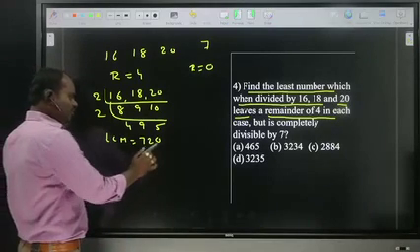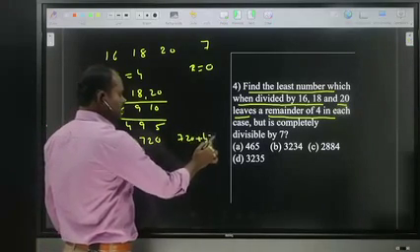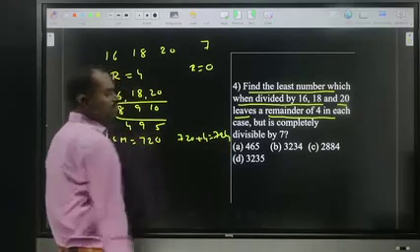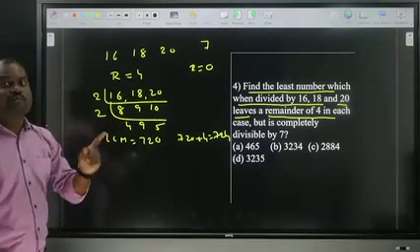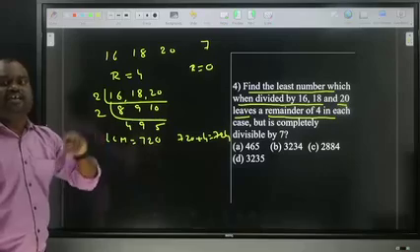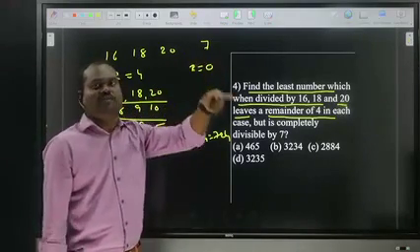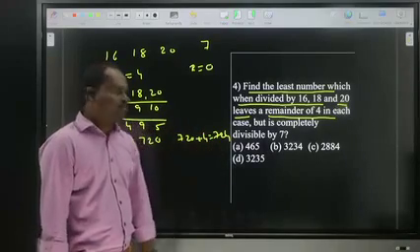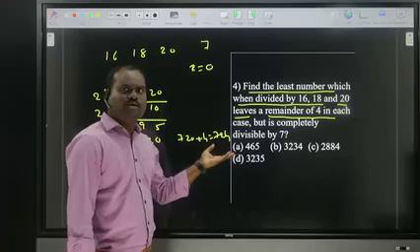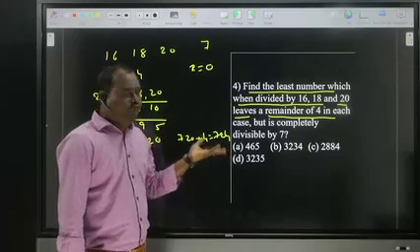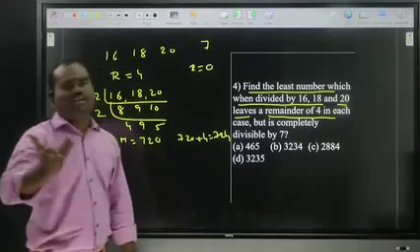So 720 plus 4, 724. This number will satisfy the first condition. That is clear. First condition will satisfy definitely. But it has to satisfy the second condition also. What is the second condition? That should be exactly divisible by 7. Shall we check now whether it is divisible by 7 or not? 7 1 is 7, 24. Can I get 7 table? No, that is not suitable. If it is suitable with 7, it is divisible by 7, there is no problem. But 724 is not divisible by 7.